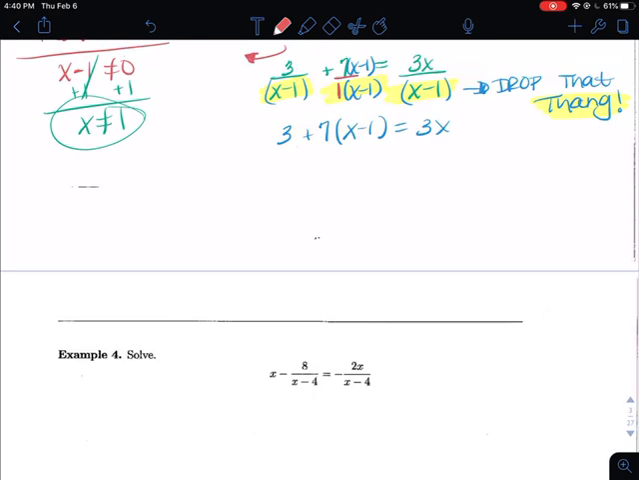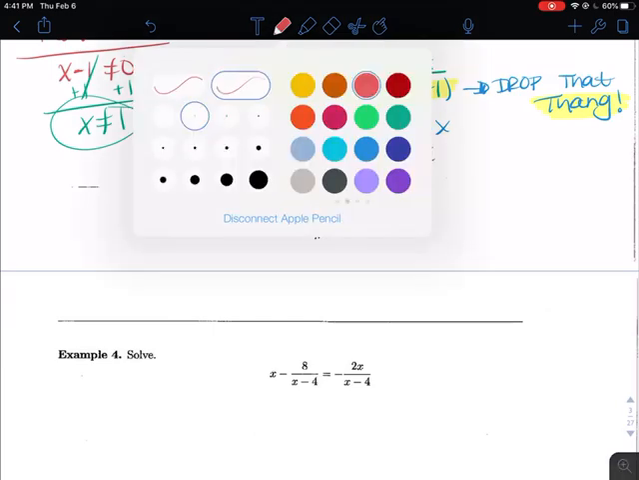You need to multiply before you add. So you bring down a 3 and you distribute the 7. So you don't add the 3 and the 7. You need to multiply what's inside the parentheses by 7. So this becomes 3 plus 7x minus 7 equals 3x. Combine like terms, so this is 7x minus 4 equals 3x.